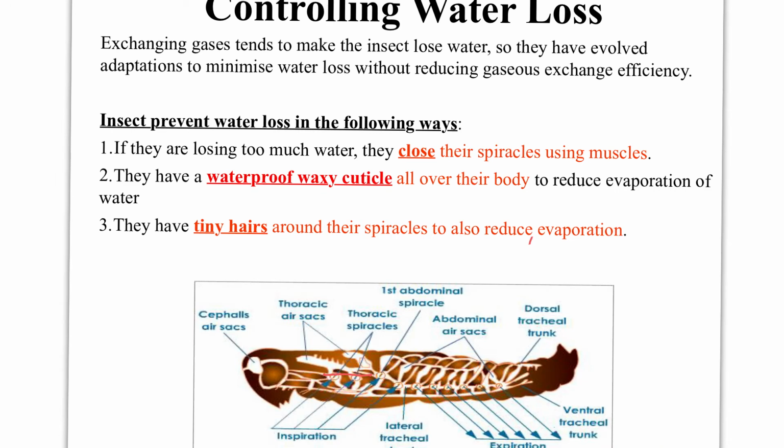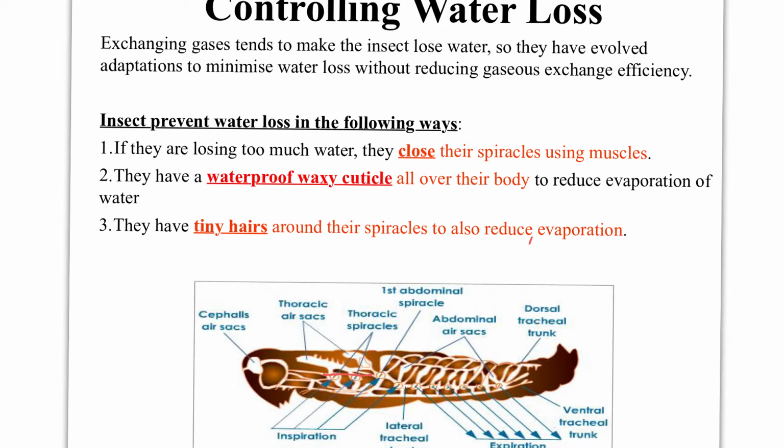So the other thing that insects have to contend with is excess water loss. They don't want to dehydrate. And exchanging gases tends to make the insect lose water. So they have evolved adaptations to minimize water loss. Why does exchanging gases tend to make the insect lose water? Well, it's an open space into the atmosphere, and so water will evaporate off the surface of the tracheae and the spiracles out of the body of the insect, and so they will dehydrate.